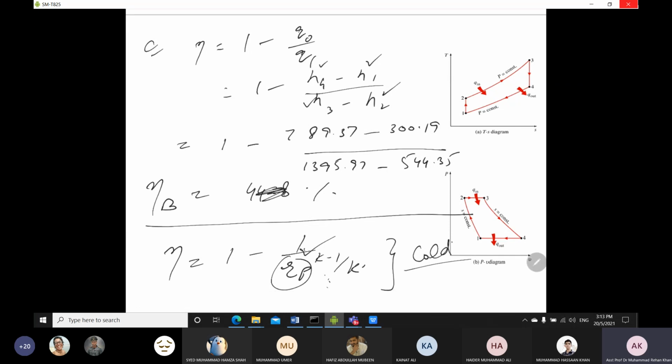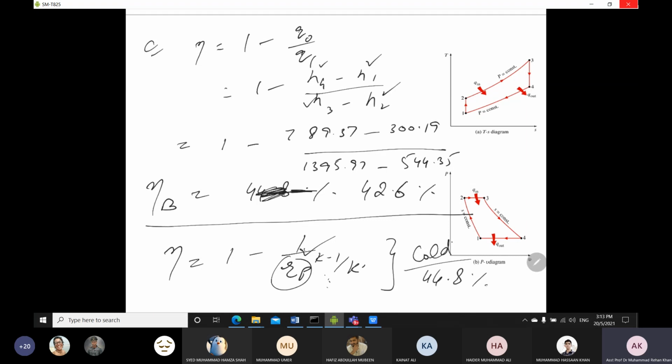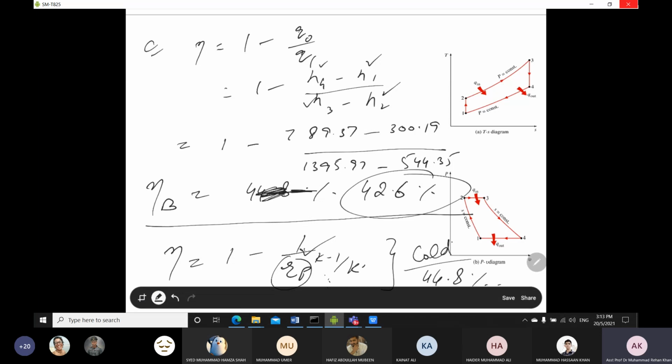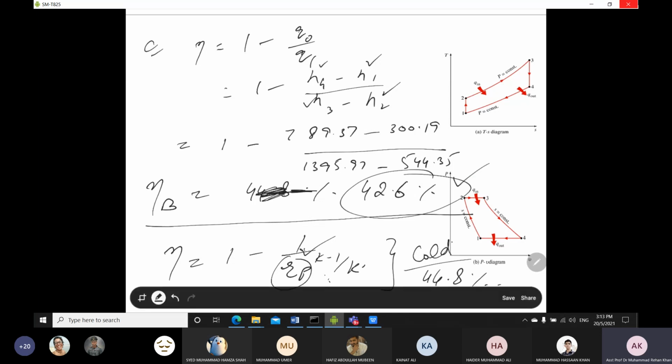Sorry, I think I marked it wrong. It will be equal to 42.6%, and by using the cold standard air assumption, it will be equal to 44.8%. So the variable specific heat assumption value is closer to your actual value, because it results in a value closer to the actual thermal cycle as compared to the cold standard air assumption. If you have any questions, you can ask, and then we'll go to the next question.